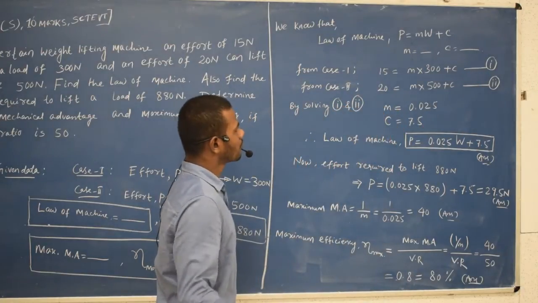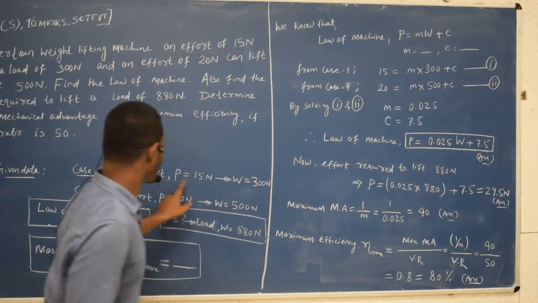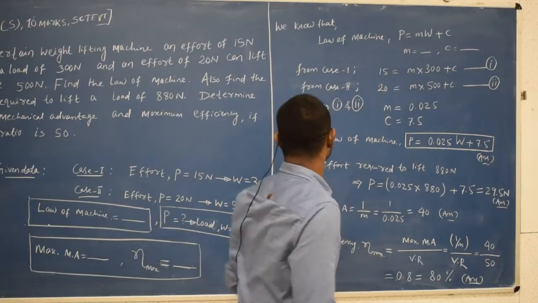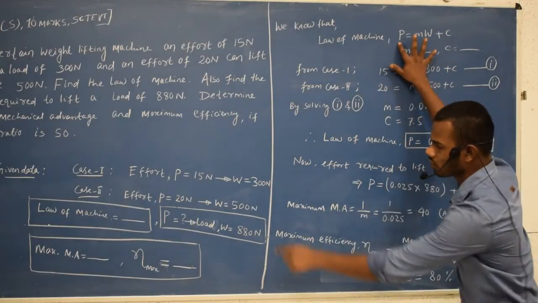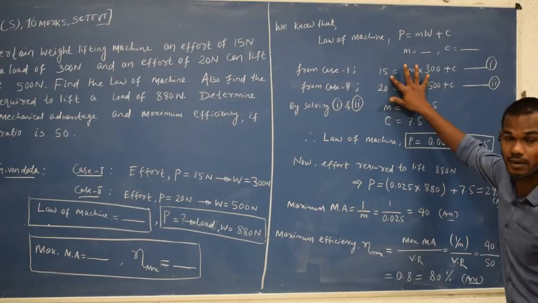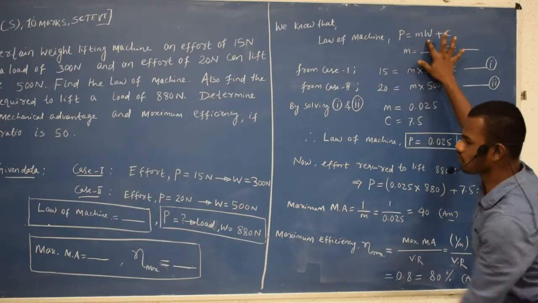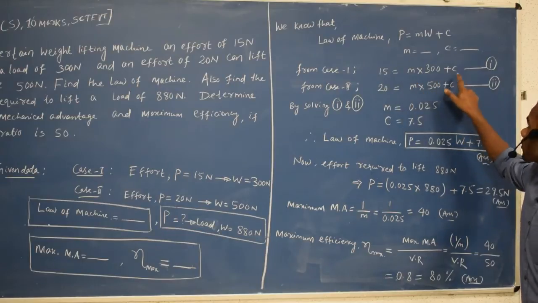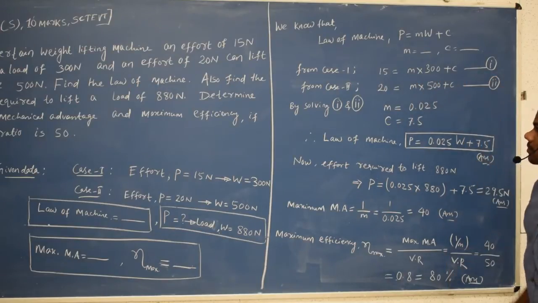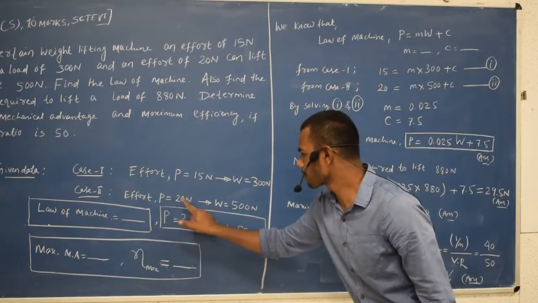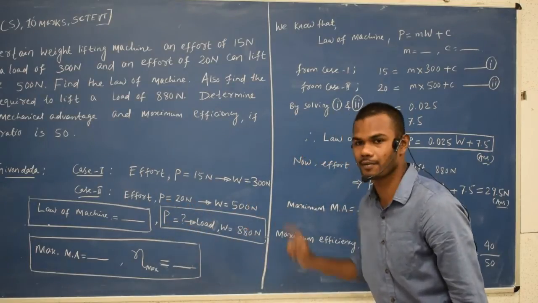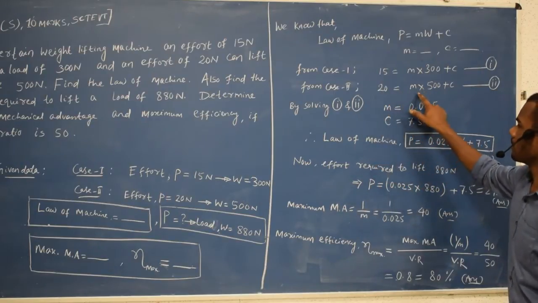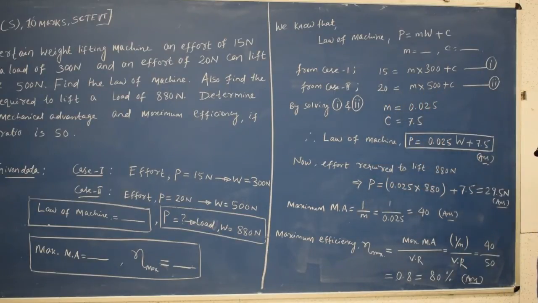So put the effort required and load lifted values of both the cases in the law of machine equation. From case 1, P equal to 15 Newton and W equal to 300 Newton. So 15 equal to m into 300 plus C. Call it equation 1. From case 2, effort 20 Newton can lift a load of 500 Newton. Applying in this law, 20 equal to m into 500 plus C. Call it equation 2.